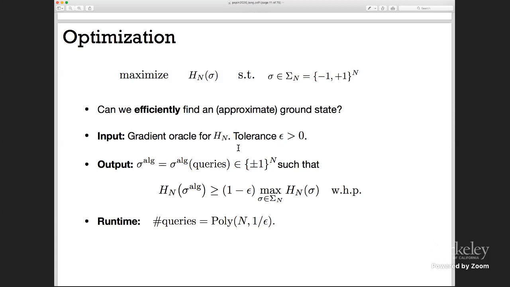And I have a tolerance epsilon, and I want to generate a vector sigma_alg that depends on all the queries that I get from the oracle, and for which I have a 1 minus epsilon multiplicative approximation to the maximum with high probability. And I want the number of queries to be polynomial in n and 1 over epsilon.